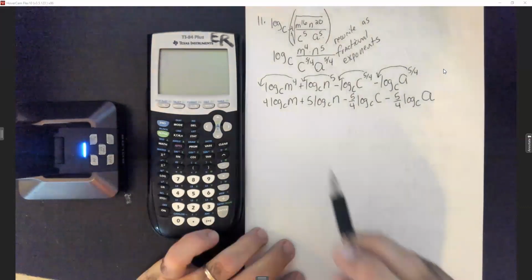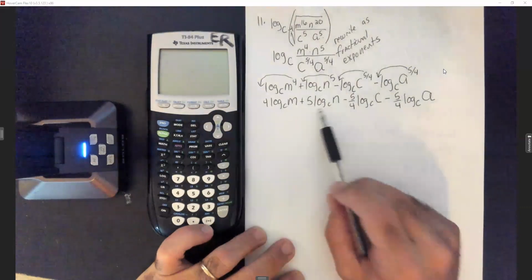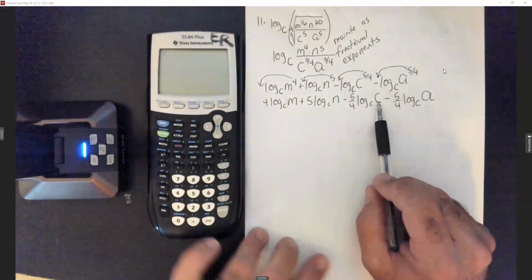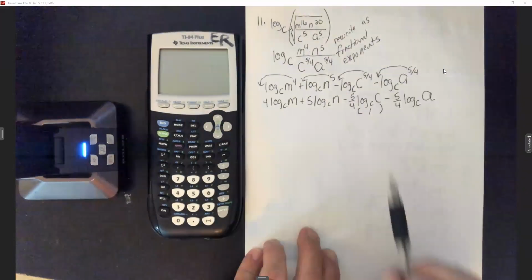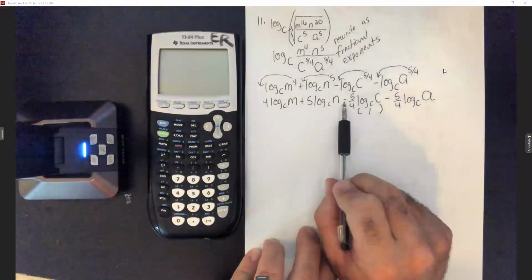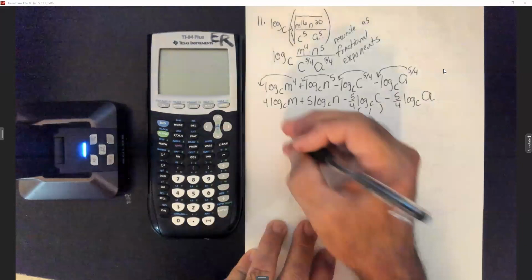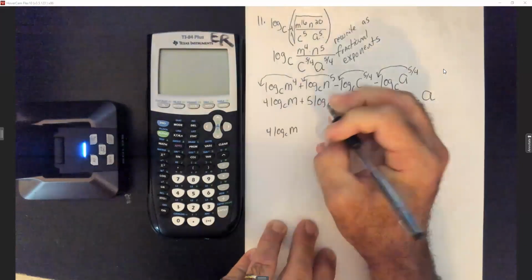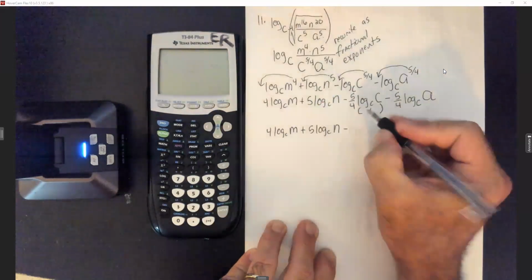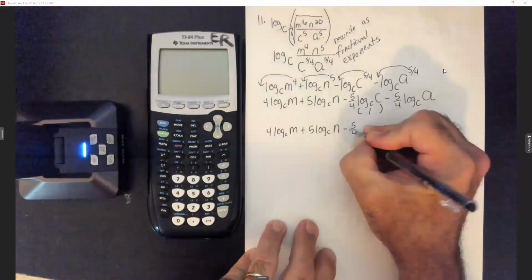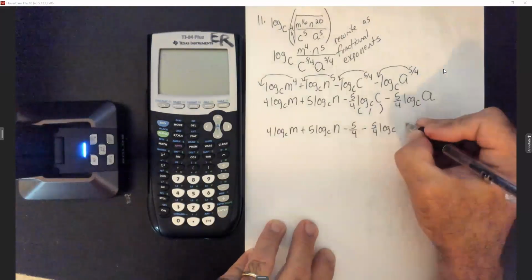So look at all your logs. Log C of M, can't do nothing. Log C of N, can't do nothing. But look here, a log C of C. I know that log C of C equals 1. And 1 times negative 5/4 is just going to make that part a negative 5/4. And then here I can't do nothing. So I'm going to rewrite this as 4 log base C of M plus 5 log C of N minus 1 times 5/4 is a 5/4, and then at the end, minus your 5/4 log C of A.